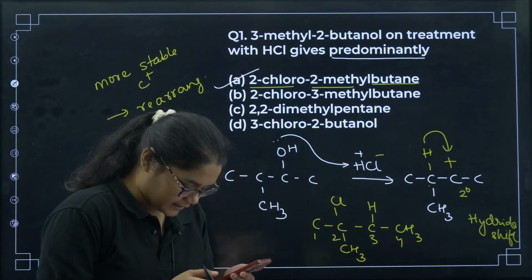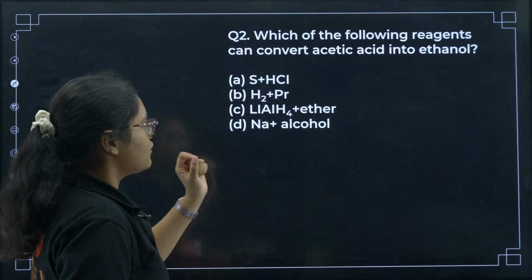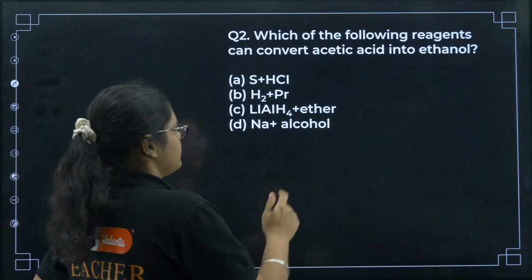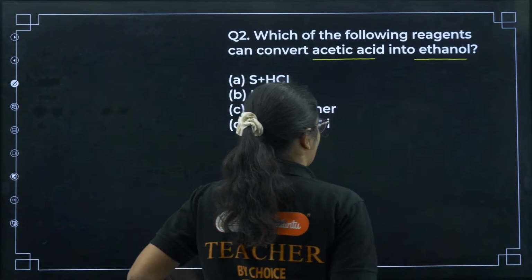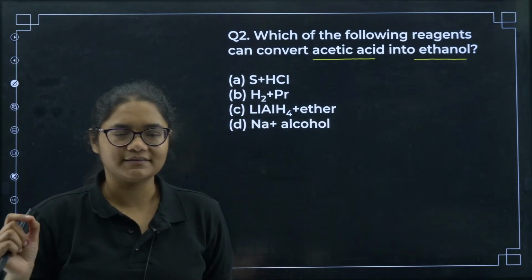I hope everybody is clear with this. Now let us move to the next question. Which of the following reagents can convert acetic acid into ethanol? Okay, conversion of acetic acid into ethanol. This is a very simple question.